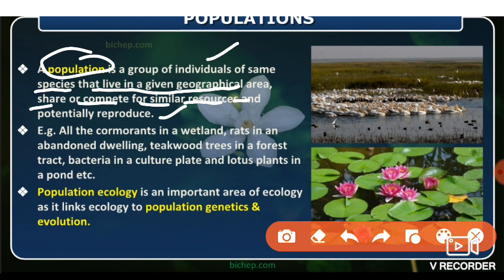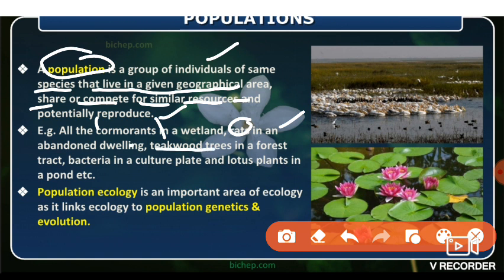Okay, I can search the picture of these birds. These are the types of birds, these cormorants. Usually they are present in a wetland. It is one population. Rats in an abandoned dwelling. Okay, a group of rats, we call it a population.